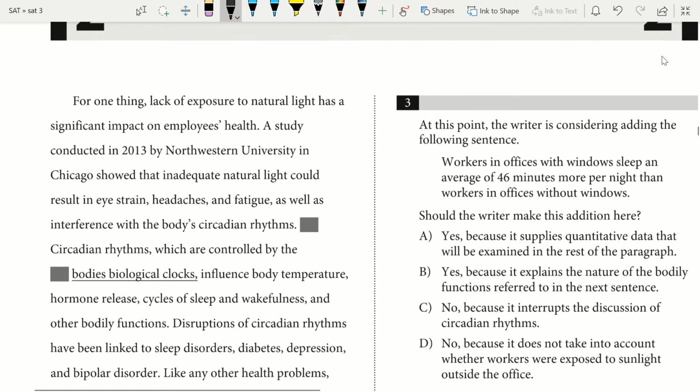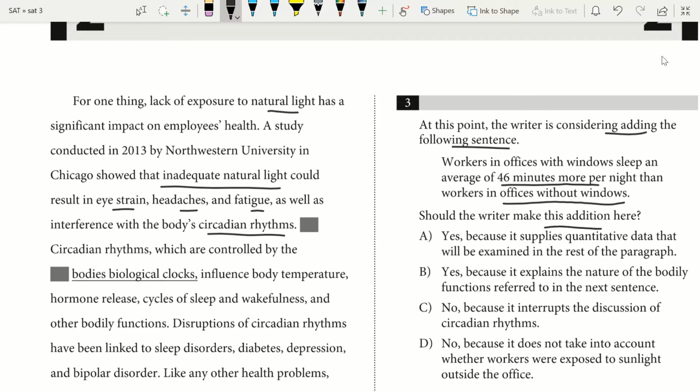For one thing, lack of exposure to natural light has a significant impact on employees' health. A study conducted in 2013 by Northwestern University in Chicago showed that inadequate natural light could result in eye strain, headaches, fatigue, as well as interference with the body's circadian rhythms. At this point, the writer is considering adding the following sentence. Workers in offices with windows sleep an average of 46 minutes more per night than workers who work in offices without windows.